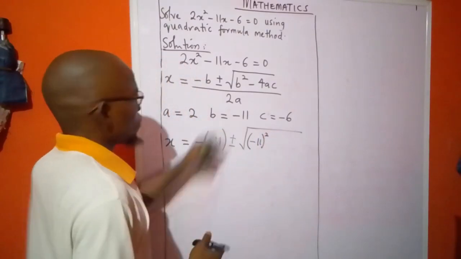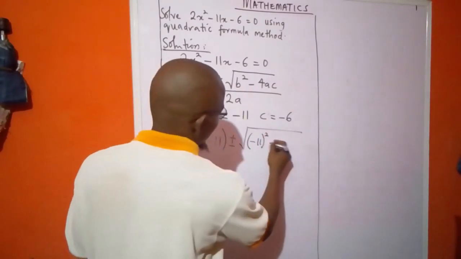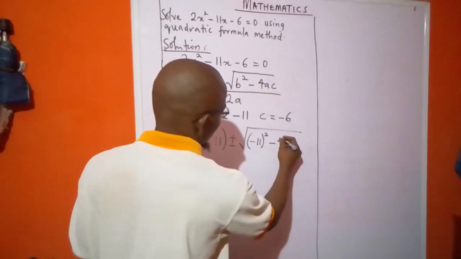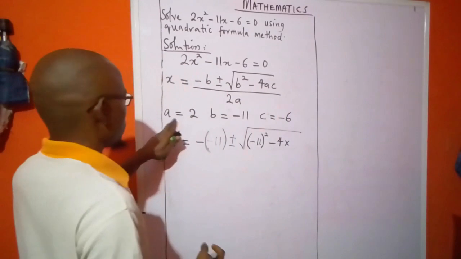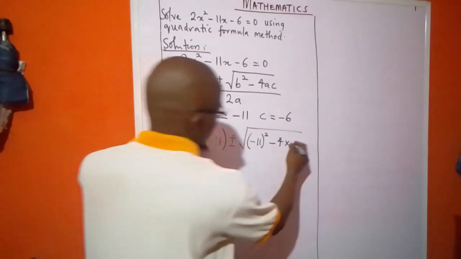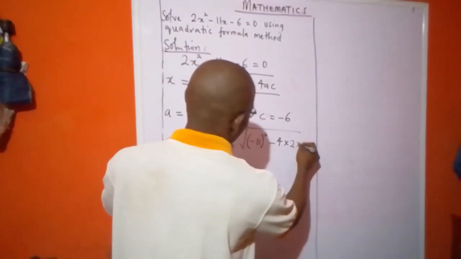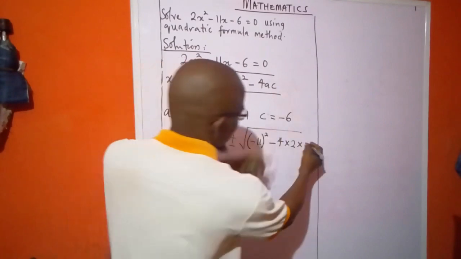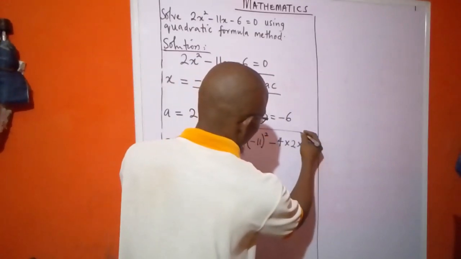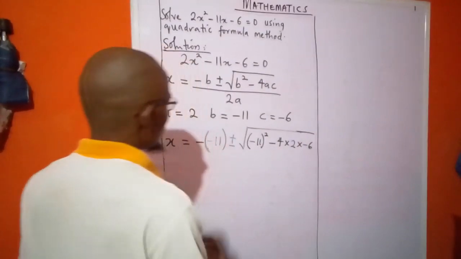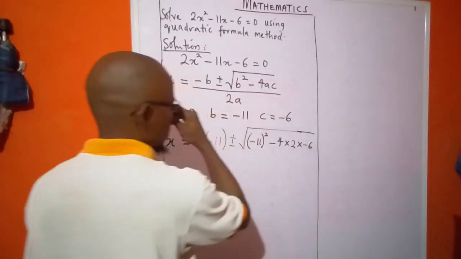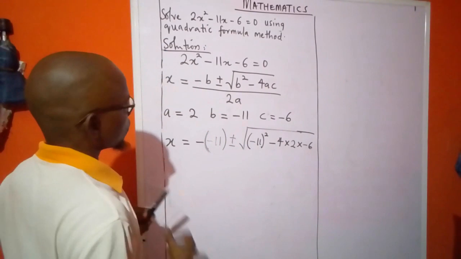Okay, then followed by minus 4 times, what is our a? Our a is 2. Times 2 times, what's our c? Our c is minus 6. Okay, so we filled up the upper part of the division line.